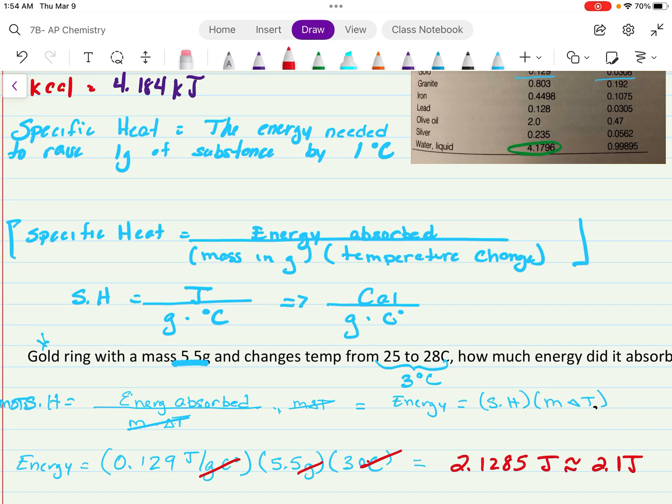In this case, the 5.5 grams of gold changed temperature by 3 degrees, which means it took 2.1285 joules of energy to change that amount of gold from 25 to 28 degrees. So once again, the relationship between energy and specific heat allowed us to determine one or the other. In this case, the energy absorbed is 2.1 joules.